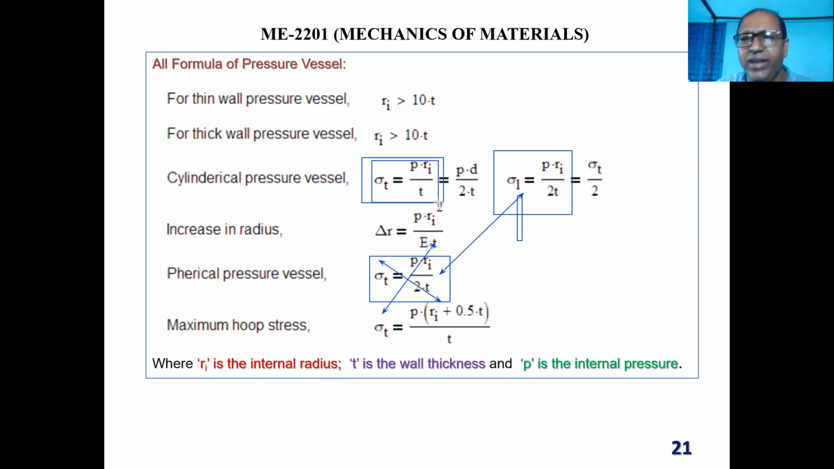So what does it mean? In a spherical pressure vessel, the benefit is that you can pressurize more. You can apply more pressure. That is the benefit, but what is the problem? Anyone guess?